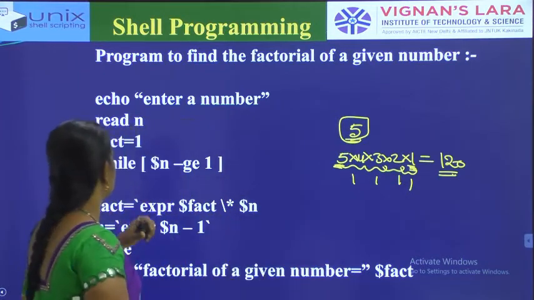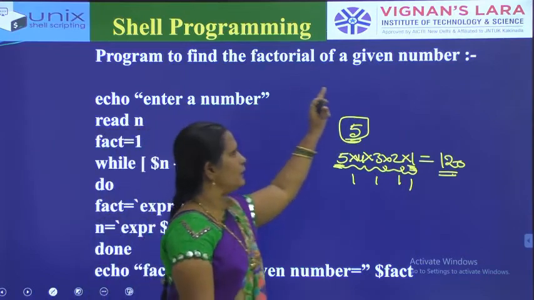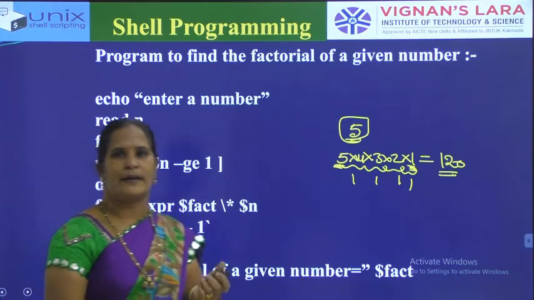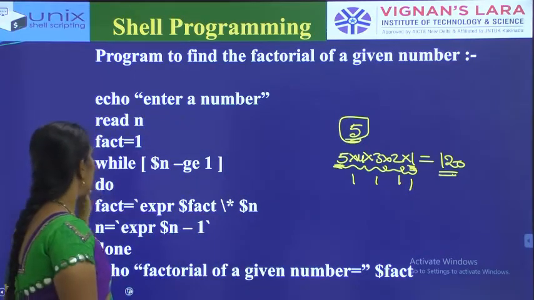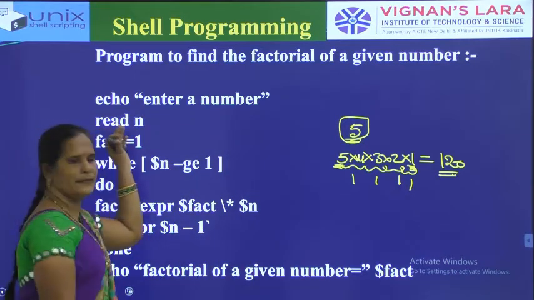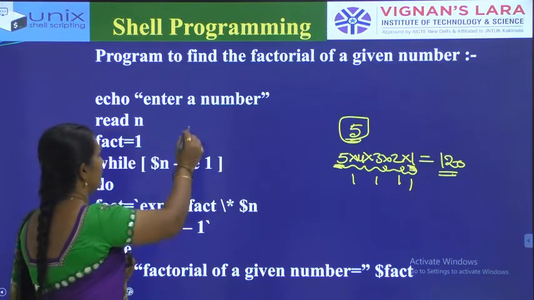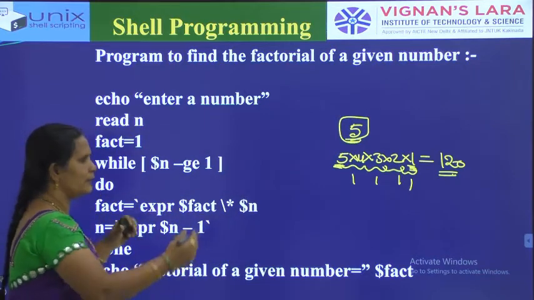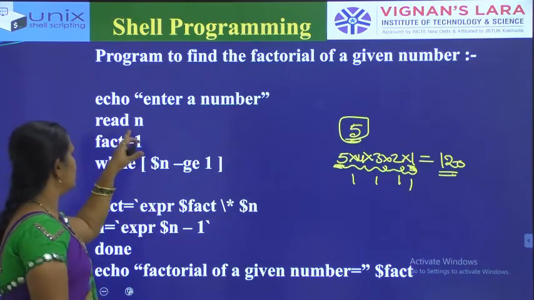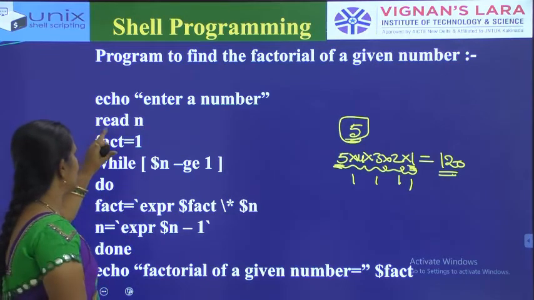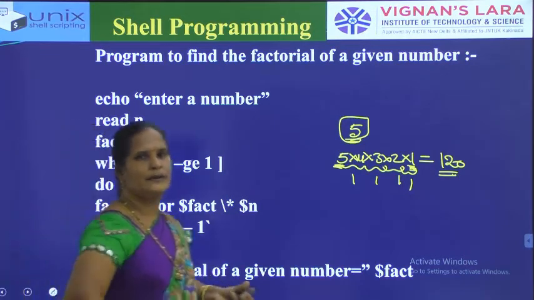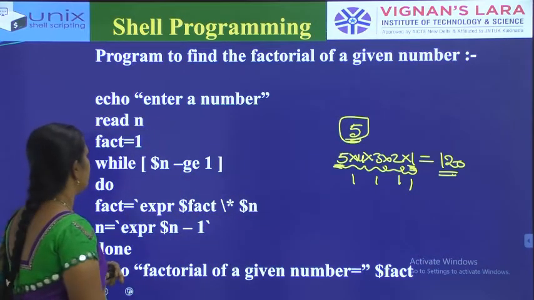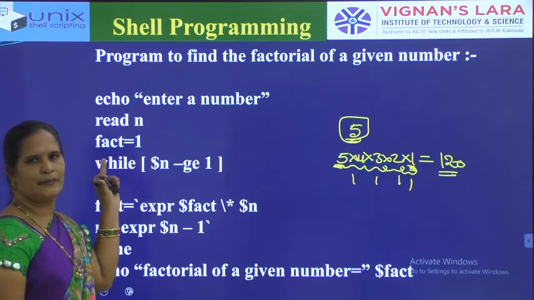So what is the question? Write a program to find the factorial of a given number. It means we have to give the number at runtime. For example, I am printing a message: echo space enter a number. At runtime I am giving the value, so that is stored in a variable n. By using the read statement we can read the value of n. Read space n.